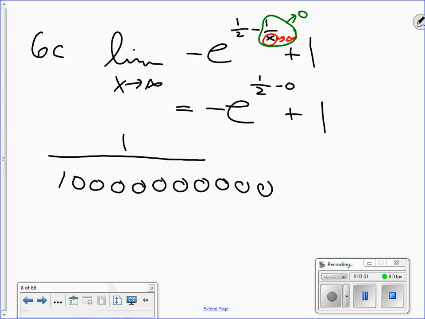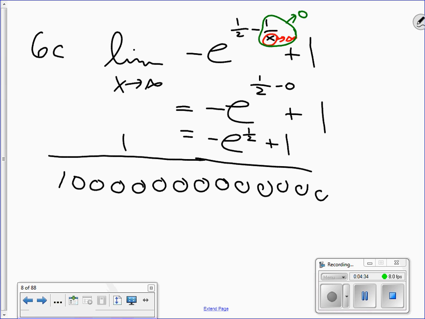Because x is approaching infinity, that's the denominator. The numerator is 1, so you have to think about the whole fraction. If the numerator is 1 and the denominator keeps growing, think about 1/10, that's pretty small. 1/100th is even smaller. 1 over 1,000, 0.001. If you just kept going, you'd get closer and closer to 0. That's why any time you have the limit of a fraction where the denominator is going to infinity, it's always going to be 0. So this is our answer. I'm not going to leave it as minus 0, so our answer is negative e to the half plus 1.